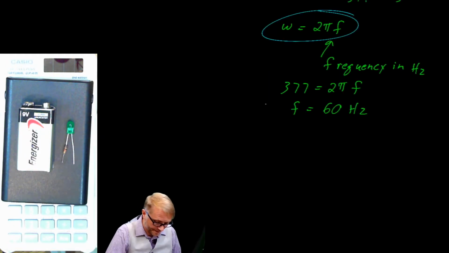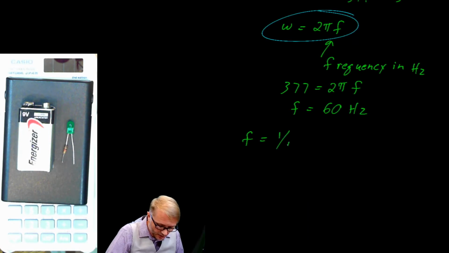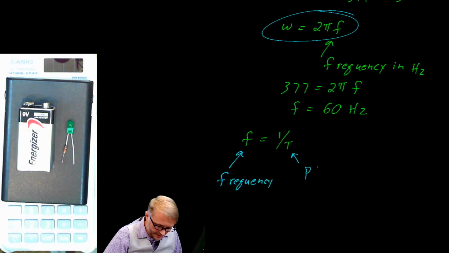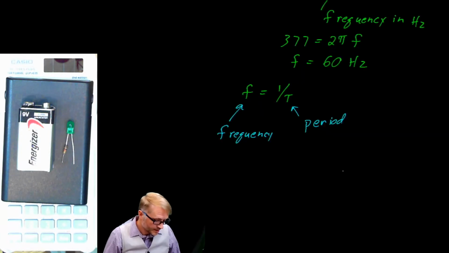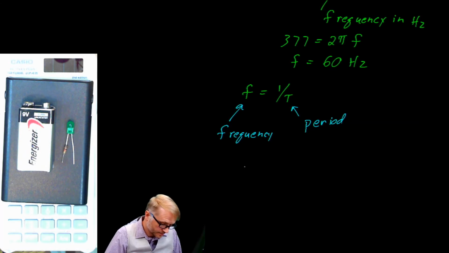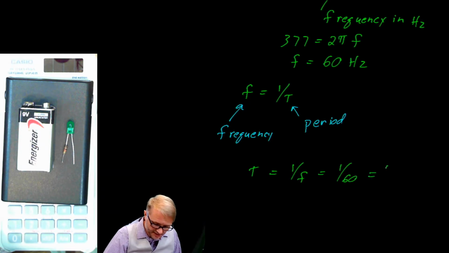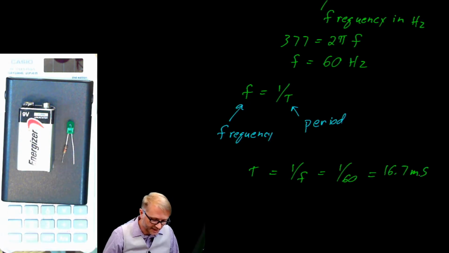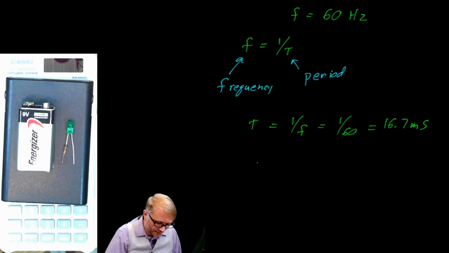All right, where were we? Frequency is equal to 1 over the period, or 1 over time. So again, this was frequency. And this is the period. So finally, we arrive at F. Oops, wrong color. So our time in this case is 1 over F, which is 1 over 60, which gives us 16.7 milliseconds. Hold on, I'll come back to the milliseconds in a moment.